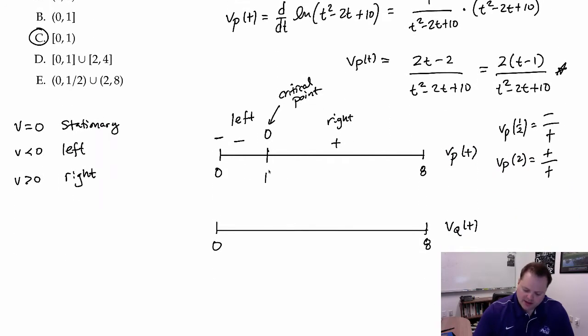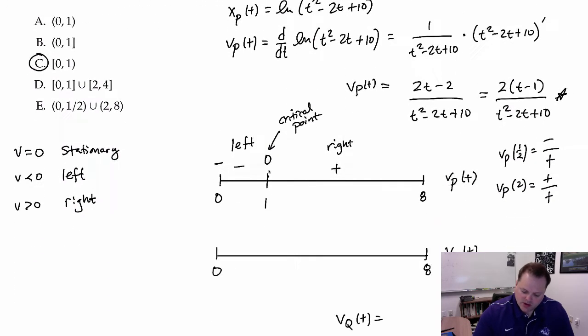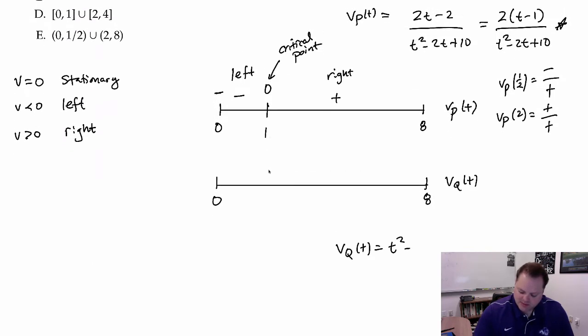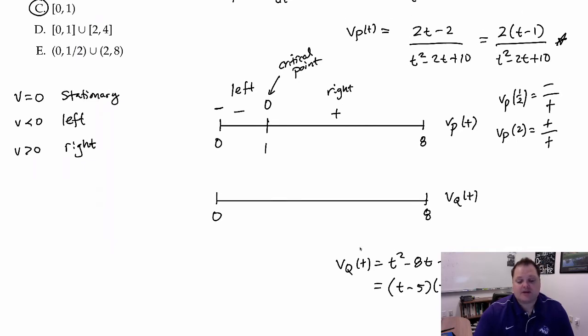All right, if we do the same thing real quickly for particle Q, let me write down its formula, t squared minus 8t plus 15. I believe that this does factor. So it looks like t minus 5, t minus 3. So it doesn't have a critical point at 1. Instead, its critical points are at 3 and 5. So we know it has a velocity of 0 there and 0 there. If I test it at 0 to begin with, you'll see at 0 this has a value of 15. So I know initially this thing's moving to the right.